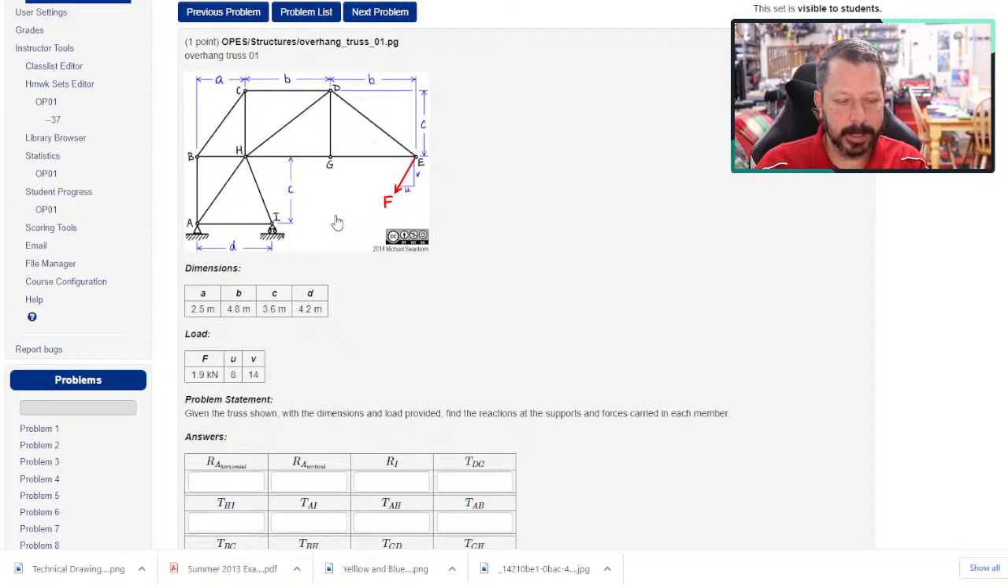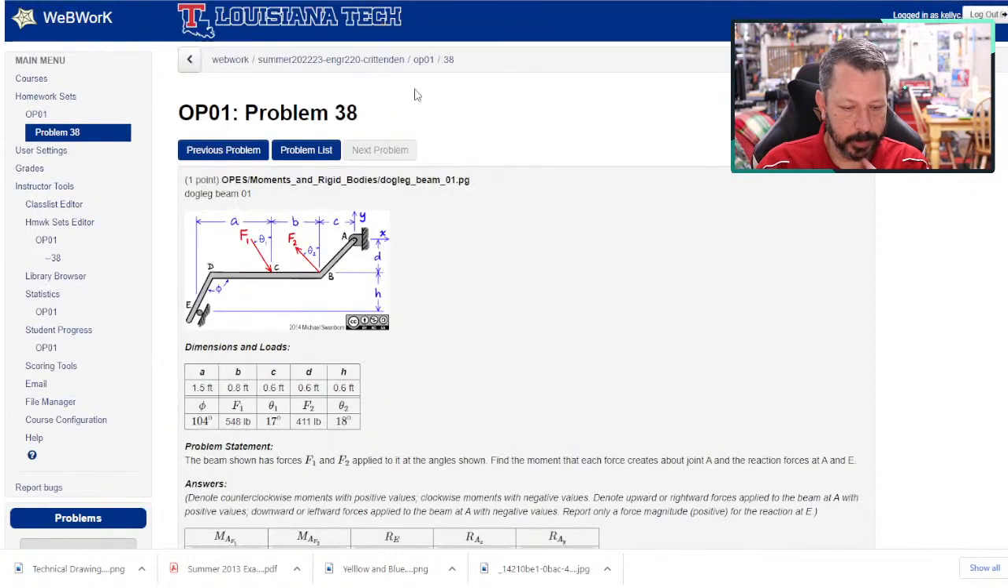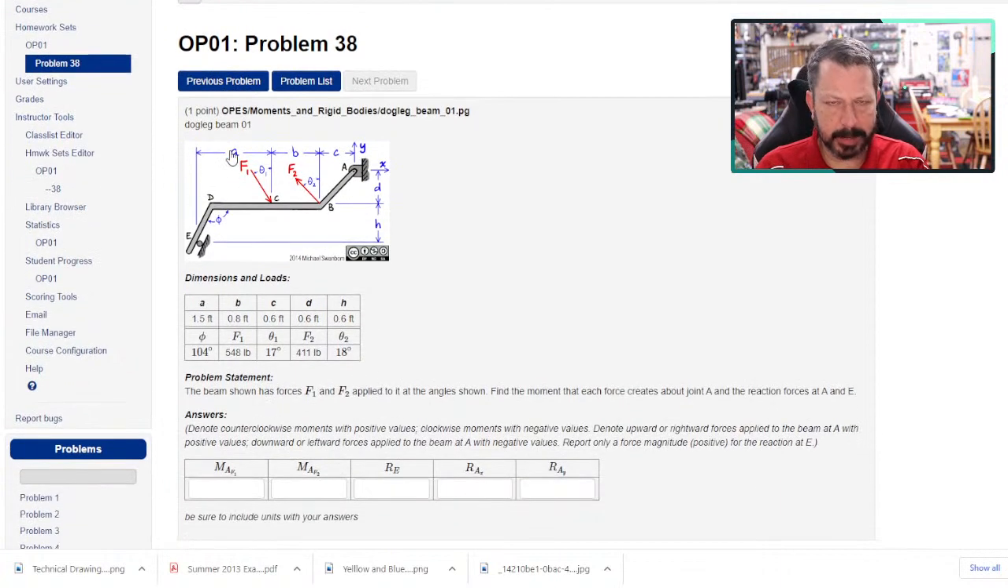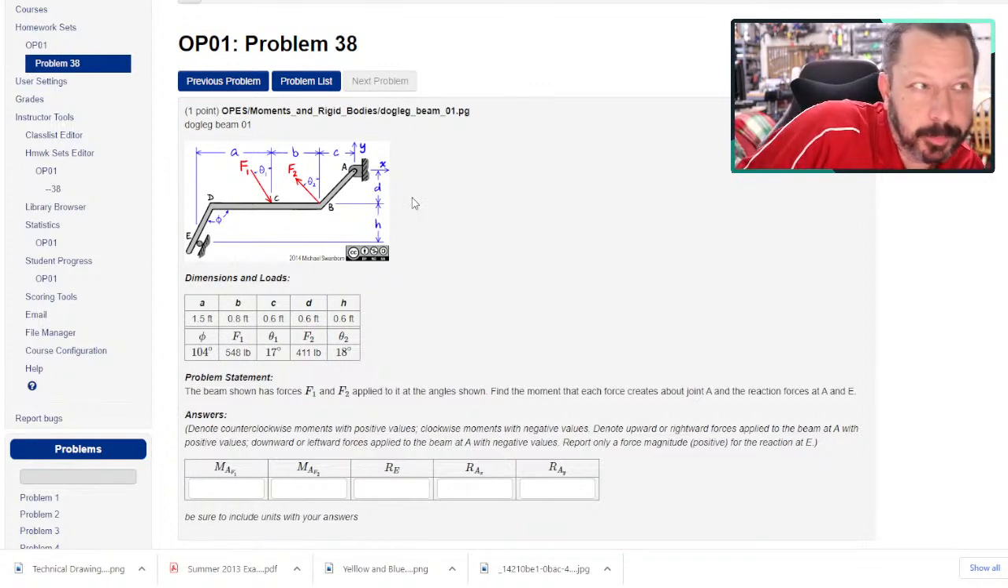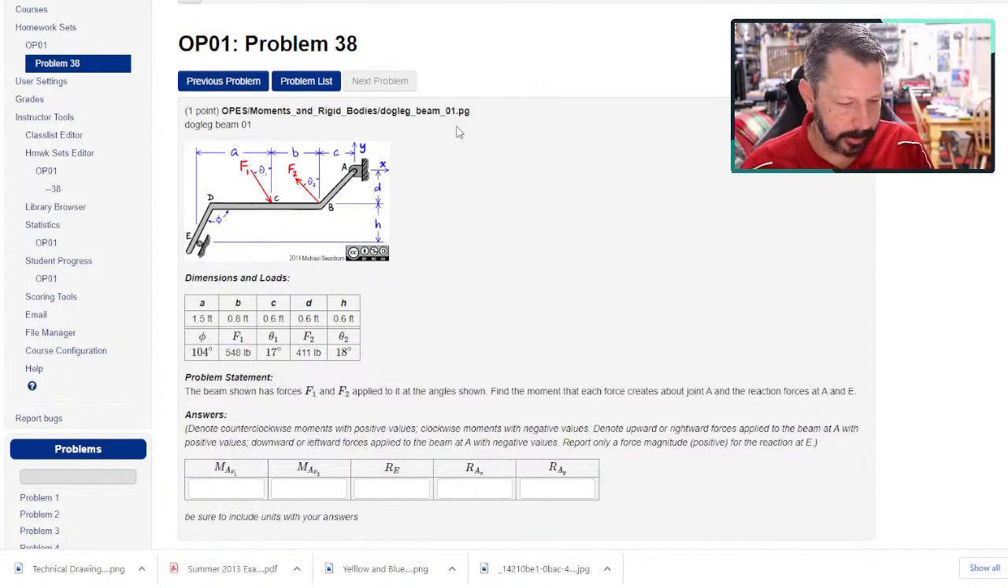This one I think has some issues with its difficulty, so I probably wouldn't work this one for practice. If you want to work it for extra credit, that's fine. Same thing with this one. Once you get past maybe number 30 on here, they get into stuff that's not on exam 1 and probably doesn't help you on exam 1.